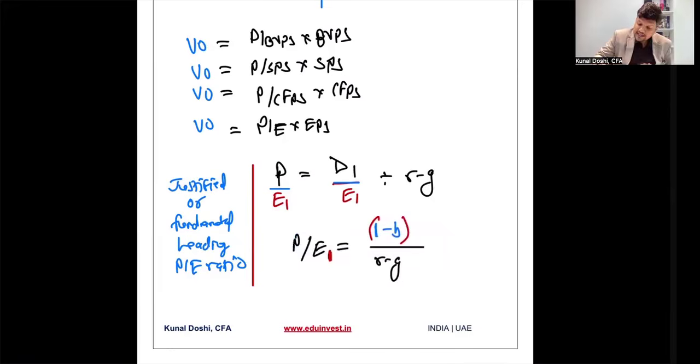For your reference, I will discuss what will cause the PE ratio to increase. Please tell me, what will cause the PE ratio to increase? If the payout ratio increases, will the PE ratio increase? Yes. If the growth increases, will the PE ratio increase? Yes. But the required return should decrease for the PE ratio to increase. Got it? Everyone in the class, check, confirm.